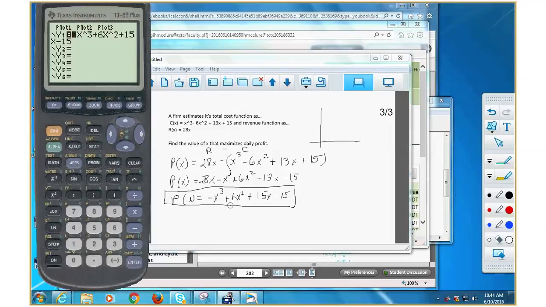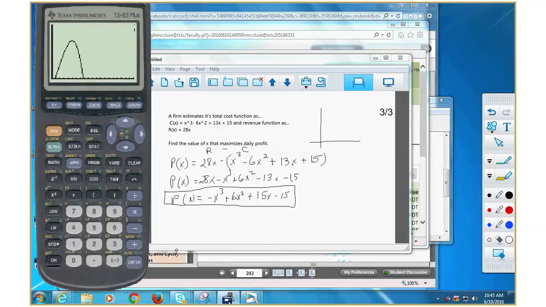Negative x cubed plus 6x squared plus 15x minus 15. You got it. What's y'all's window say? I put mine on 0, 20, 0, okay, 120. Let's do that then. 0, 20? 120. 0 to 120? Yeah, that's good with me. Y'all want to show me up, that's fine. Yeah, that's what I got.